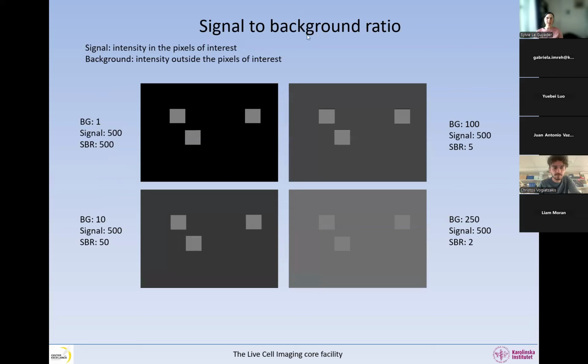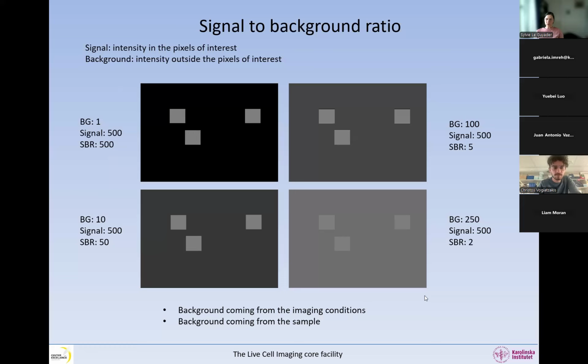So this was the signal to background ratio, and what we have now, instead of increasing the signal like we have done before, now we're going to change the background. So what we have in here is that we always have the same signal throughout, but then you can see that from here to here, the background is changing. And again, the contrast is decreasing as the signal to background ratio is lower. Here we have 500, here we have about 2, so we have a lot lower contrast here compared to here.